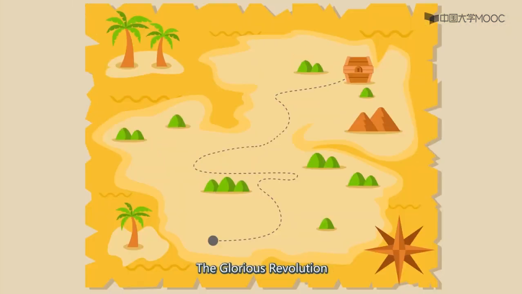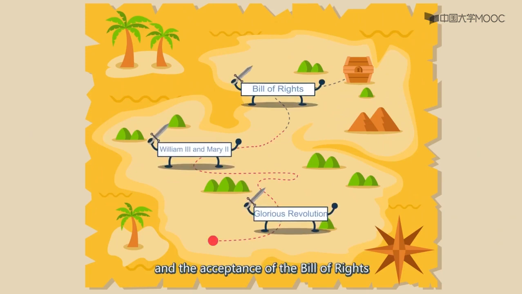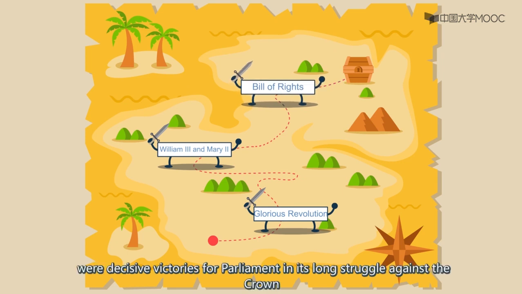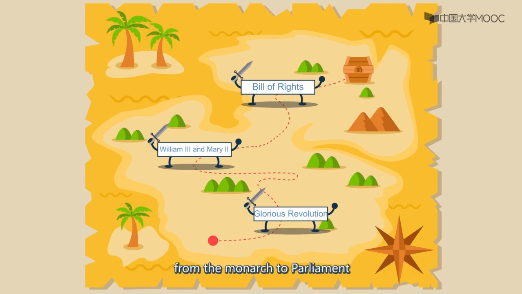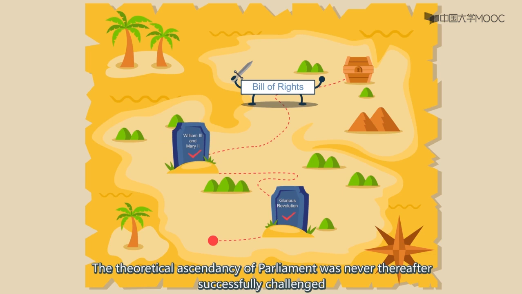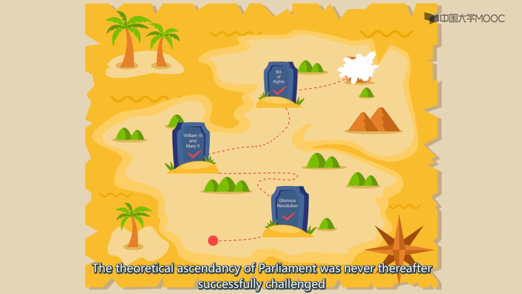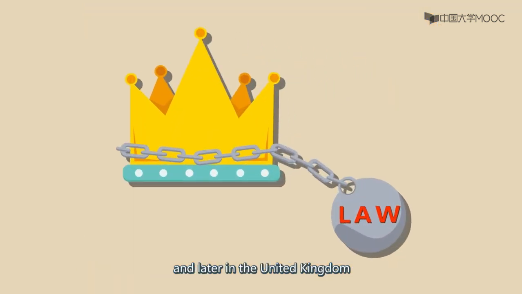The Glorious Revolution, the ascension of William and Mary, and acceptance of the Bill of Rights were decisive victories for Parliament in its long struggle against the Crown. These events were a milestone in the gradual process by which practical power shifted from the monarch to Parliament. The theoretical ascendancy of Parliament was never thereafter successfully challenged. Since 1689, government under a system of constitutional monarchy in England and later in the United Kingdom has been uninterrupted.